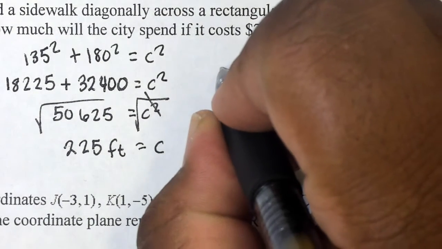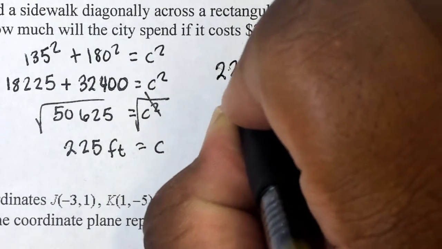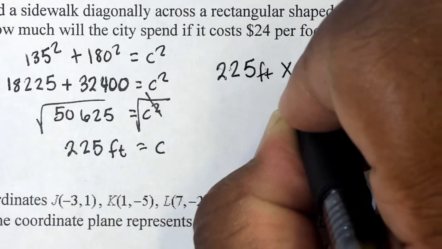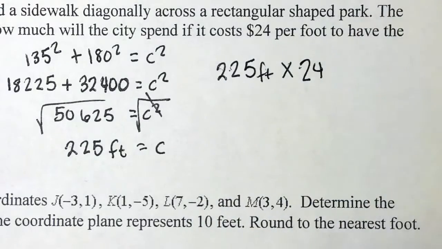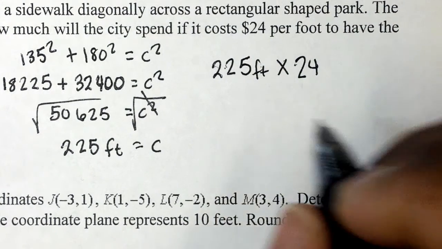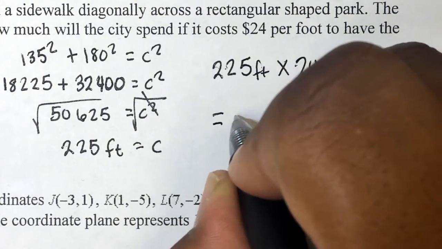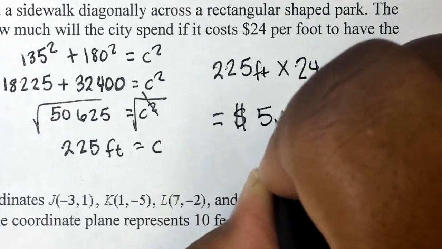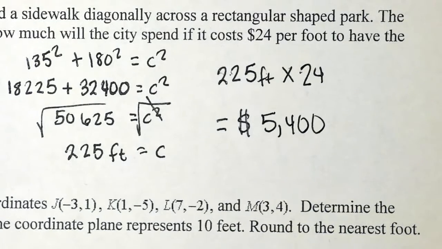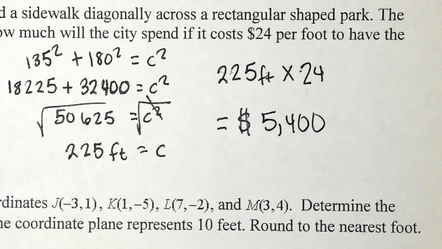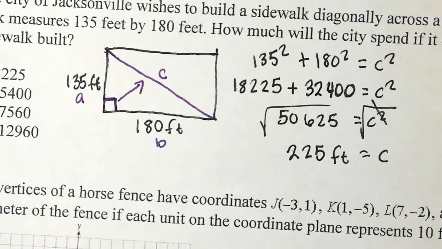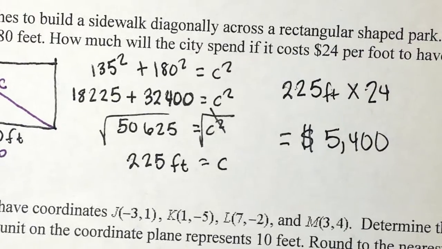Multiply it by $24. So 225 feet, you're going to times that by $24. And then the amount of money they'll spend is what? $5,400. And that'll be B for y'all. I mean, if you needed me to circle it, obviously.